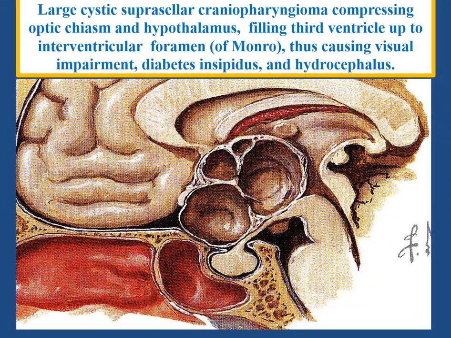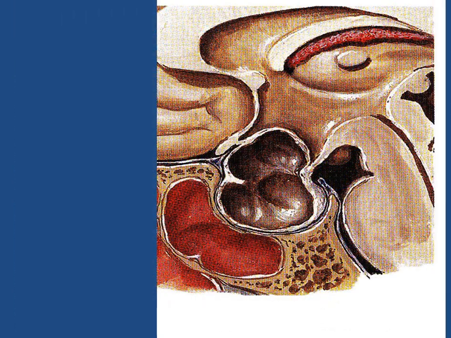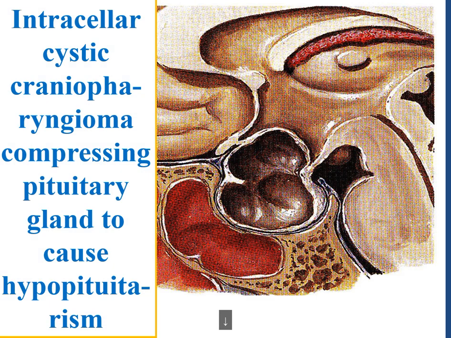Here in this picture we can see a large cystic suprasellar craniopharyngioma compressing the optic chiasm and hypothalamus, filling the third ventricle up to the interventricular foramen, thus causing visual impairment, diabetes insipidus, and hydrocephalus. Here in this picture we can see an intrasellar cystic craniopharyngioma compressing the pituitary gland to cause hypopituitarism.